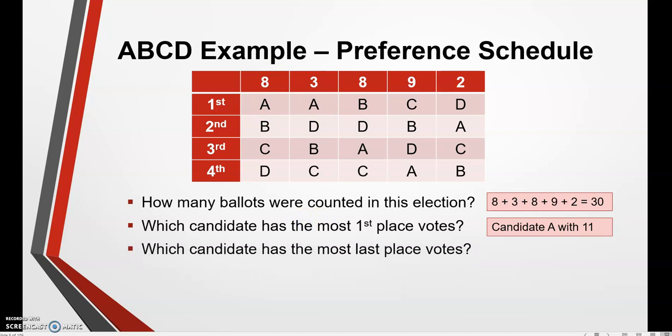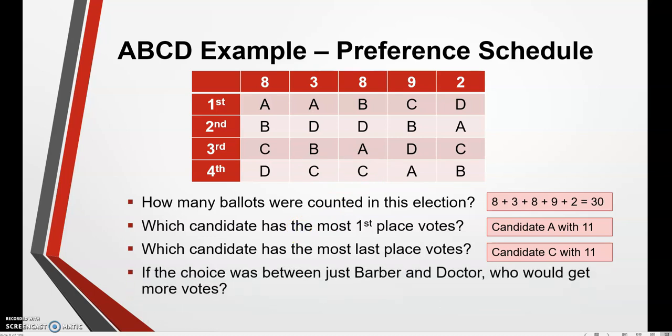Which candidate has the most last place votes? In that case, we're going to come down here to last place, and count up the votes. A has 9, B has 2, C has 11, and D has 8. So C has the most with 11 last place votes.